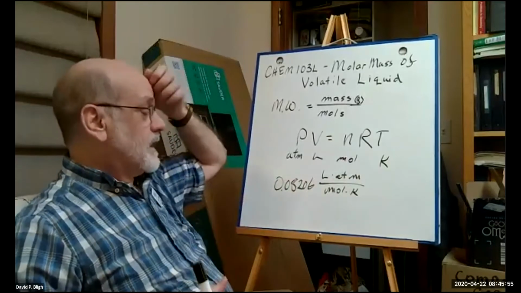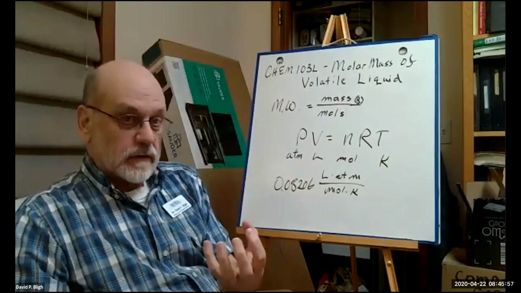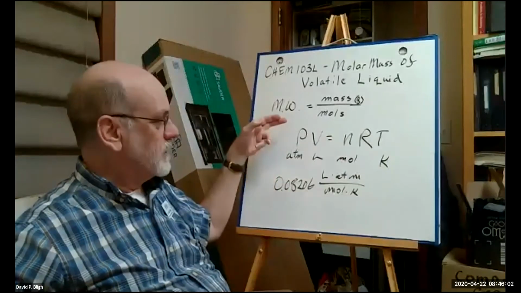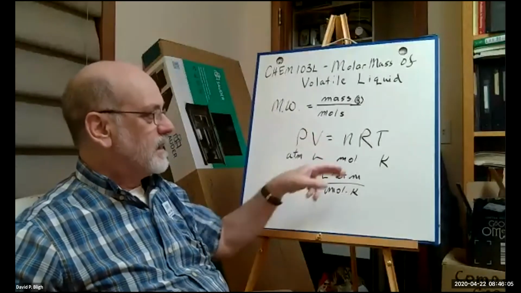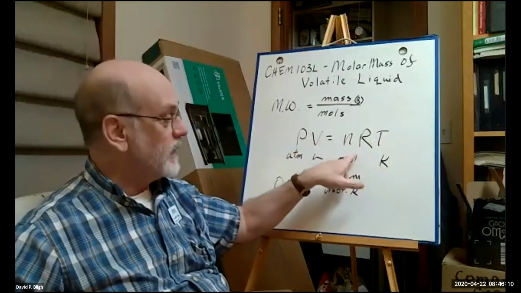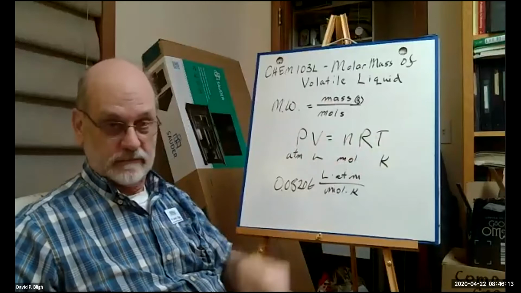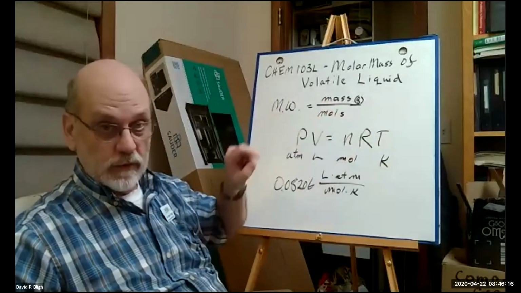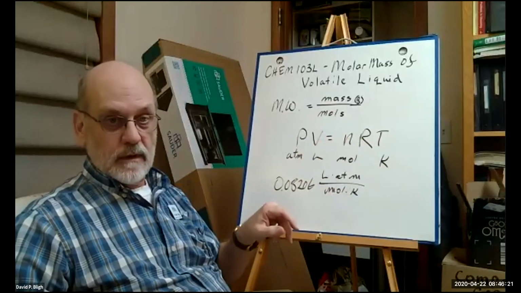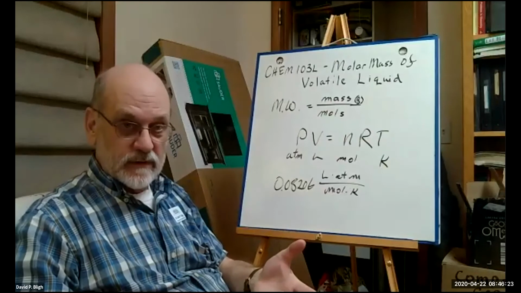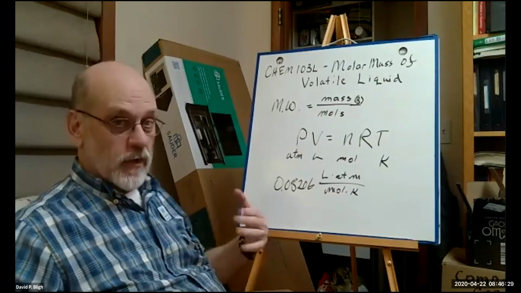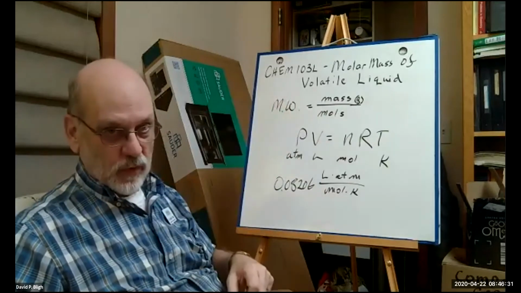Okay? So if you have a gas in a container and you know the pressure applied to the gas, you know the volume of the container, you know the temperature at which all of these conditions exist, then you can calculate how many moles are in that container. Right? So that's how we get the moles. We just need to know these values for our volatile liquid while it's in the gaseous state. And if we know those values, we can calculate the number of moles.